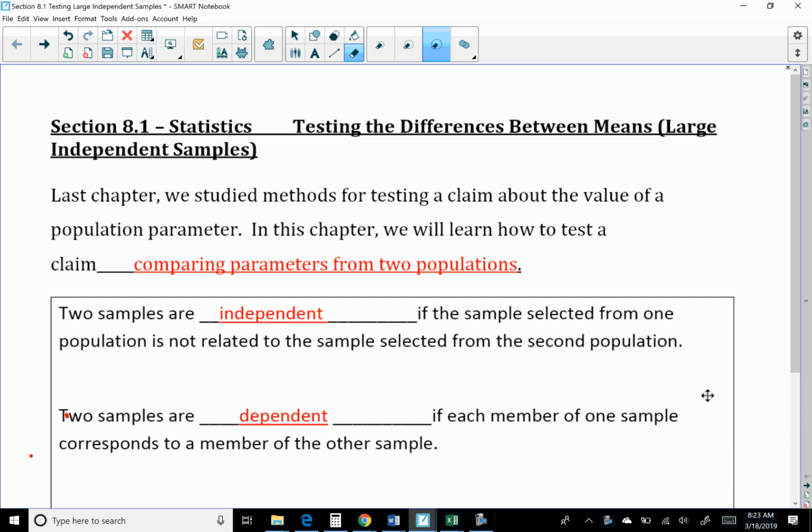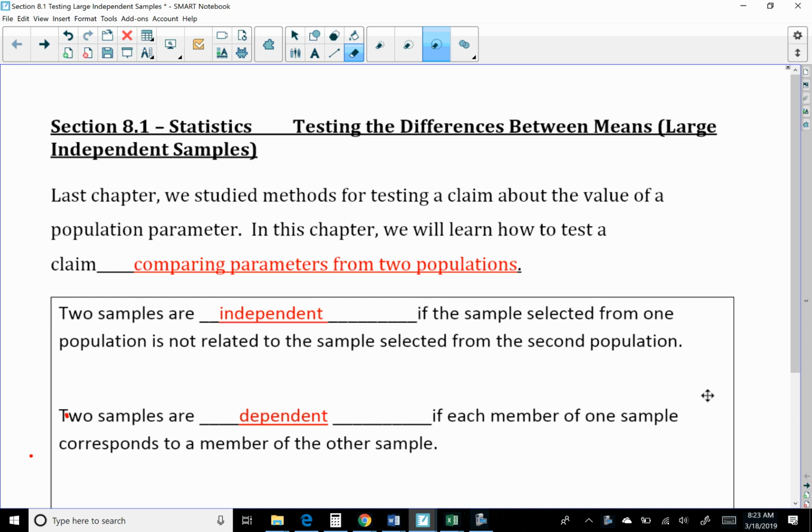All right, section 8.1. Testing the differences between means of large independent samples. And what that means is we're going to be looking at two different populations that are independent of each other.